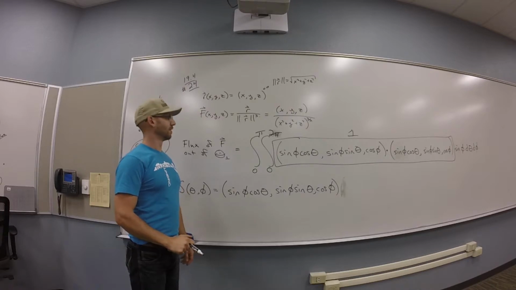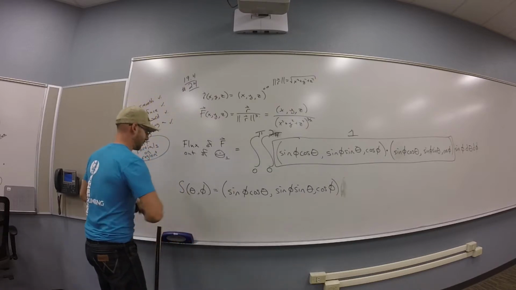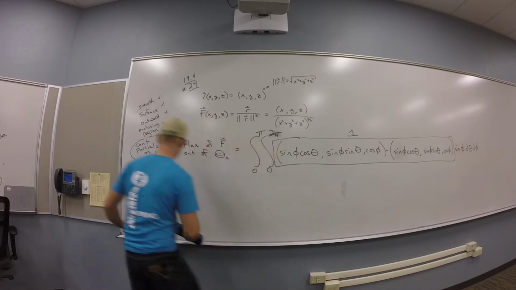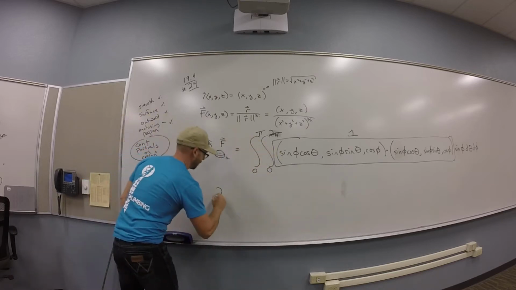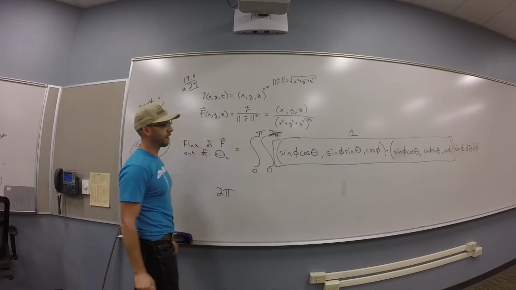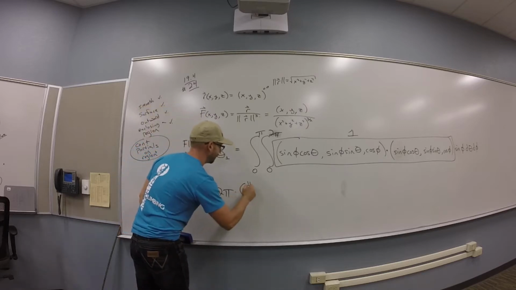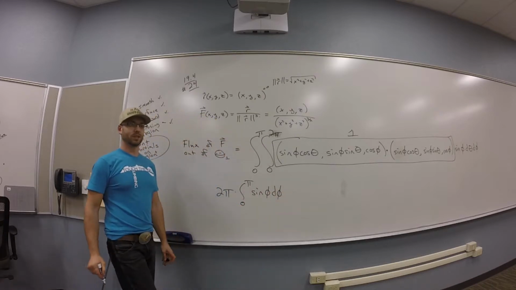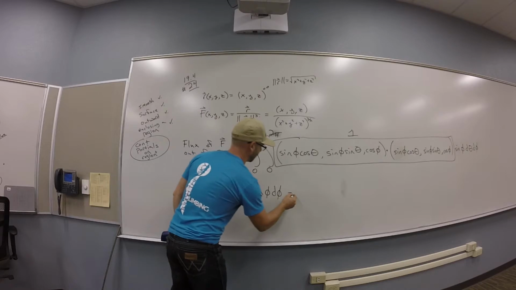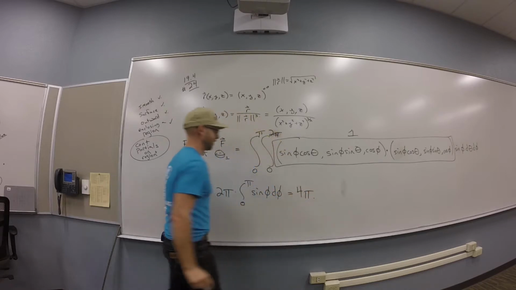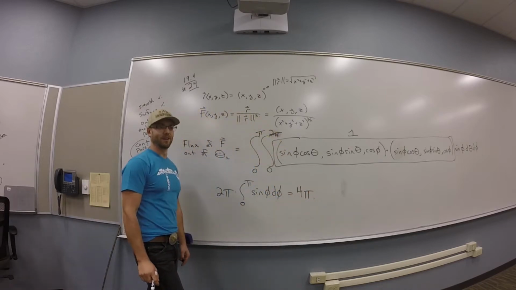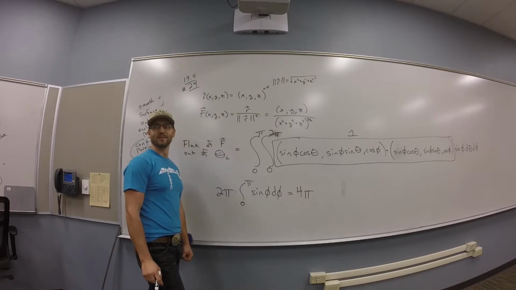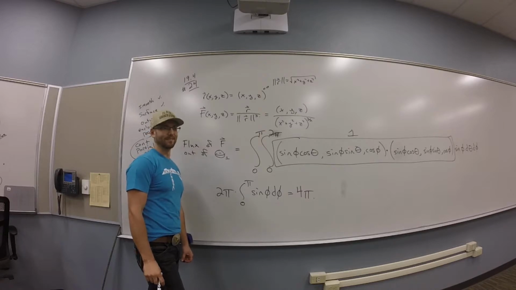We get sine phi. So we get 2 pi times the integral from 0 to pi of sine of phi d phi, which is 4 pi, which is the surface area of a sphere. Why? Those vectors are all unit length.